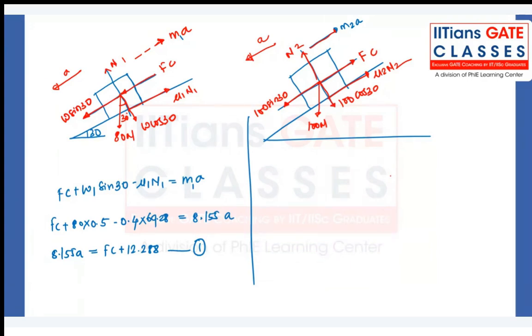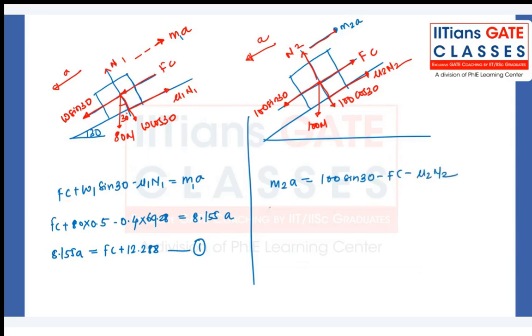M2A is in the rightward direction, so let's write it as 100 divided by 9.81. Let's write it clearly first. M2A is equal to 100 sine of 30, okay, minus FC minus mu2 N2. I hope it is clear.